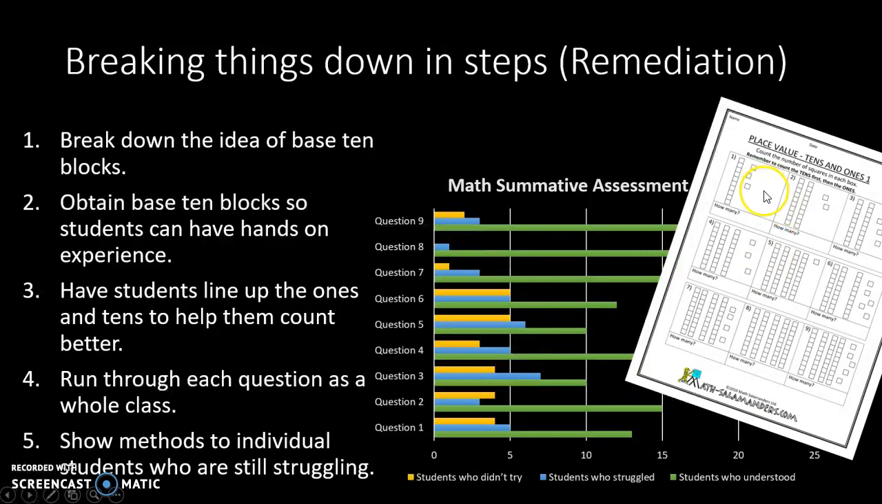Next, we could run through each question to make sure that students understand. Because like I said, most students understood 8, but we don't necessarily want to bump that question out because it does look like there were some that didn't understand it. Then, at the very end, we can work with individuals. So such as 8, let's say these individuals still don't understand, then we can work with them independently.